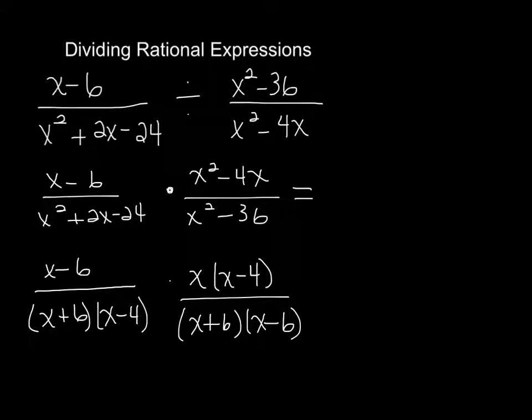Now let's see if we have any common factors. The x minus 6 here with the x minus 6 in that denominator. The x minus 4 here with the x minus 4 in this denominator. So it looks like we've canceled all that we can. Notice that we cannot cancel the x plus 6 in the first ratio with the x plus 6 in the second because they are not in a numerator to denominator ratio.